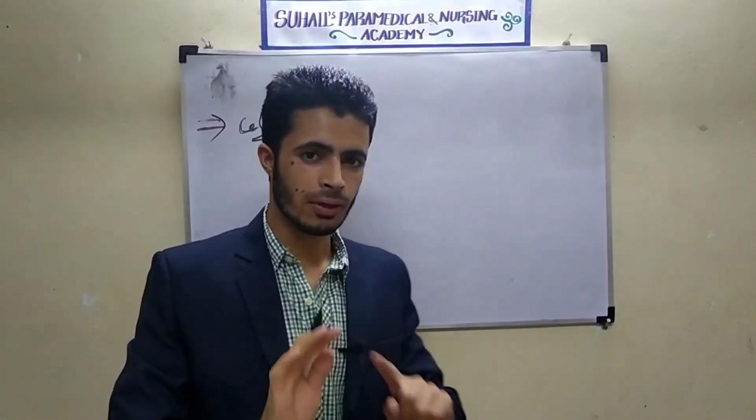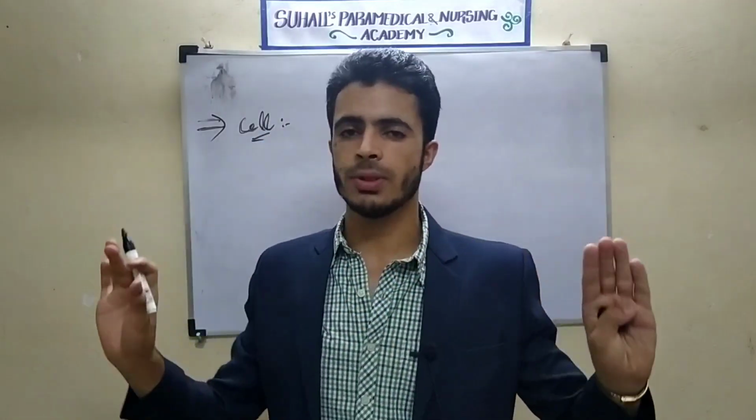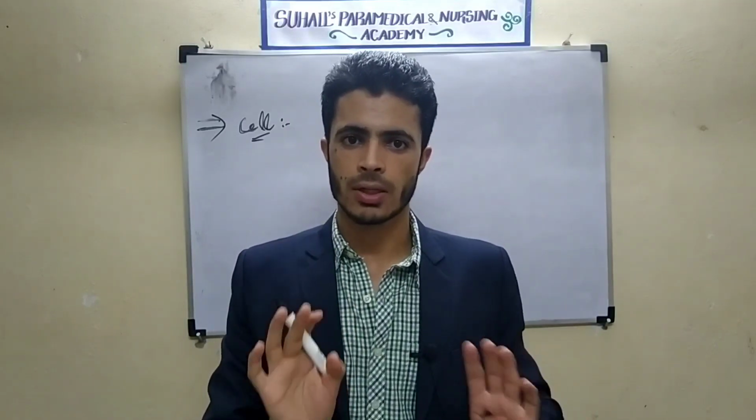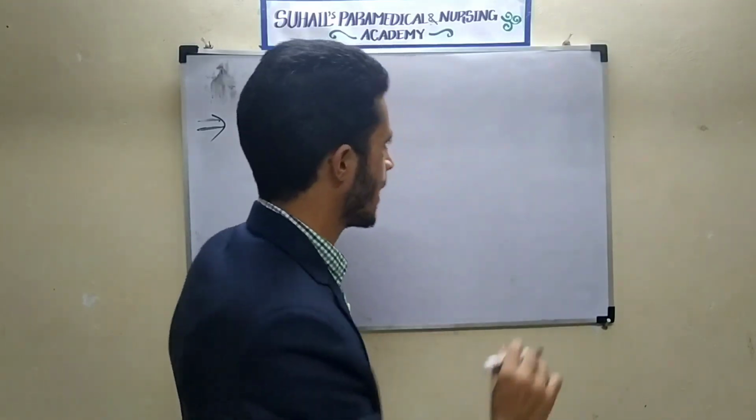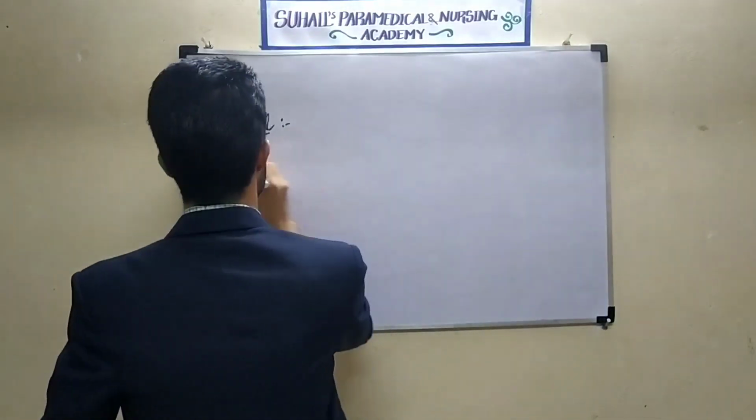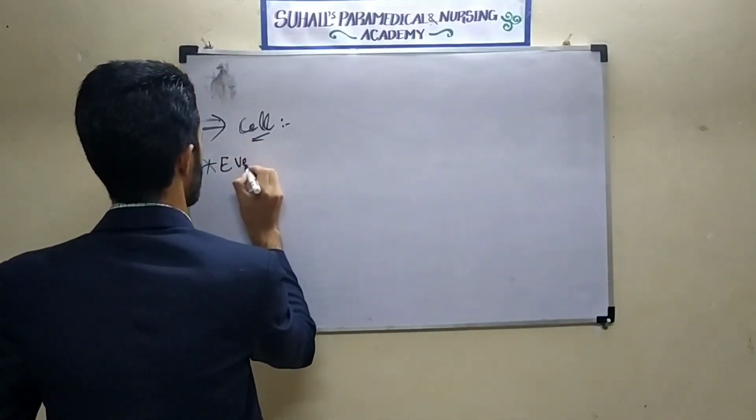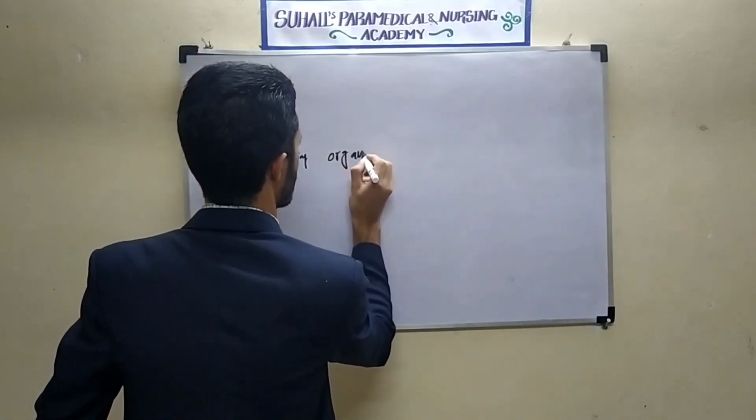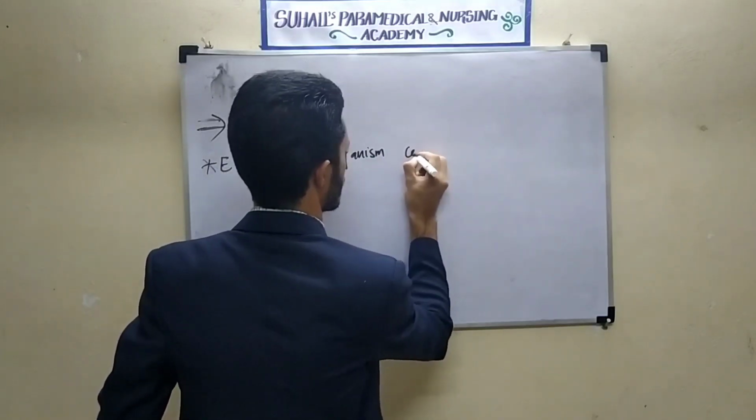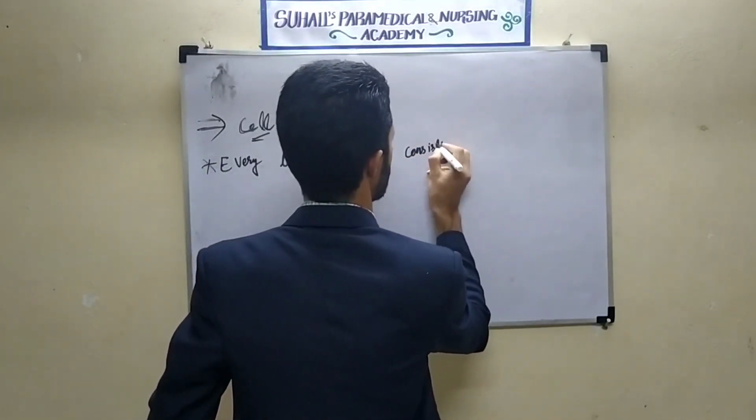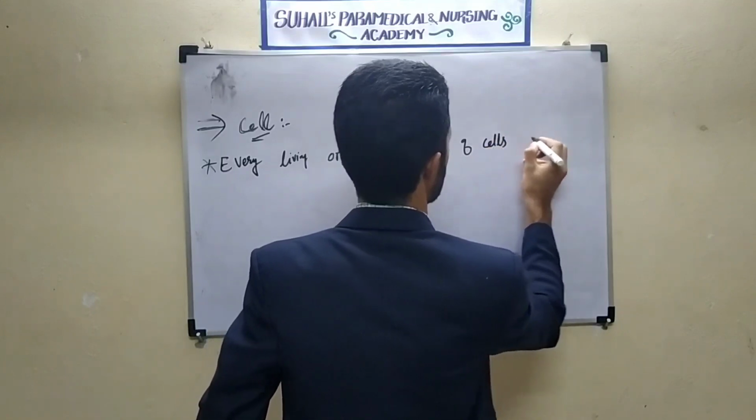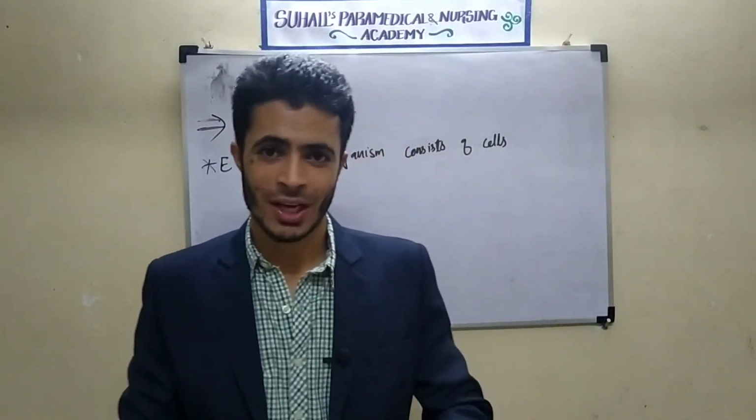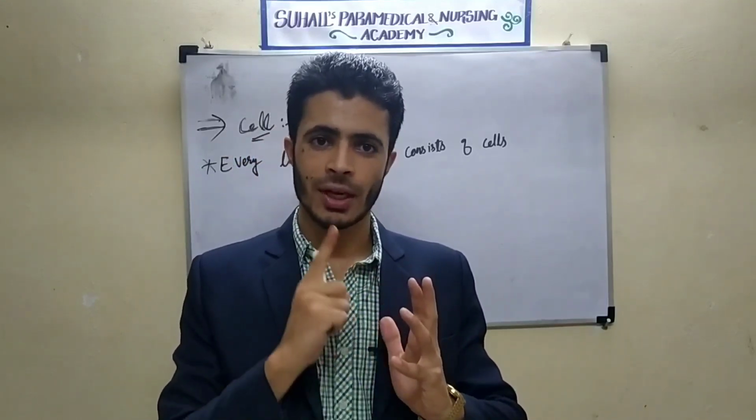First of all, every living organism in the universe consists of cells. Except there are some exceptions. I will write here, every living organism consists of cells. But remember one thing, there are exceptions for that. There are viruses, there are viroids, there are prions.